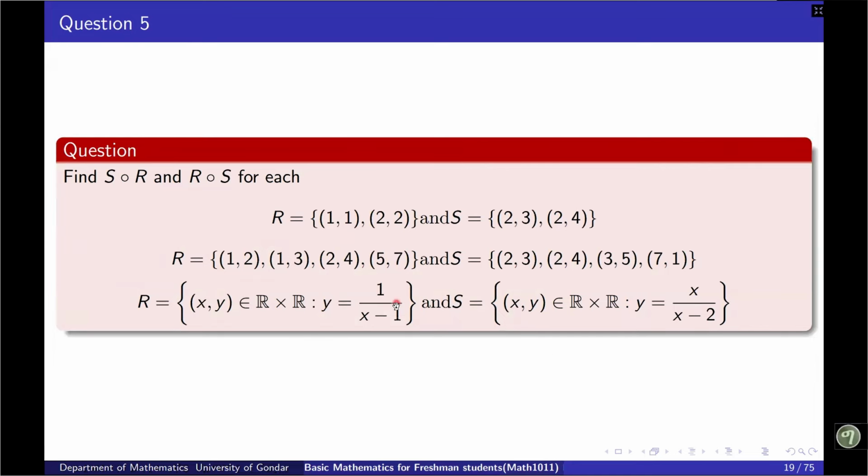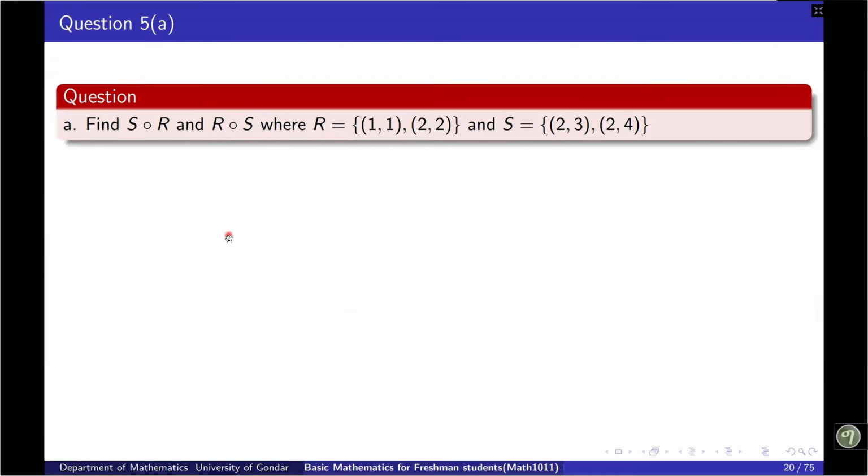Okay, the same question, question number 5. Again, it is composition, but the relations are given as sets of ordered pairs. The first relation which we are given here is a set containing (1, 1), (2, 2), and S is (1, 3). Let us try to see one by one. We are asked to find S composite R and R composite S, where R is this one and S is here.